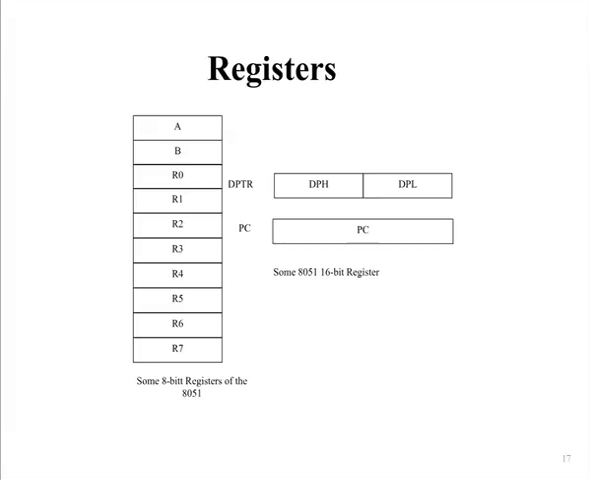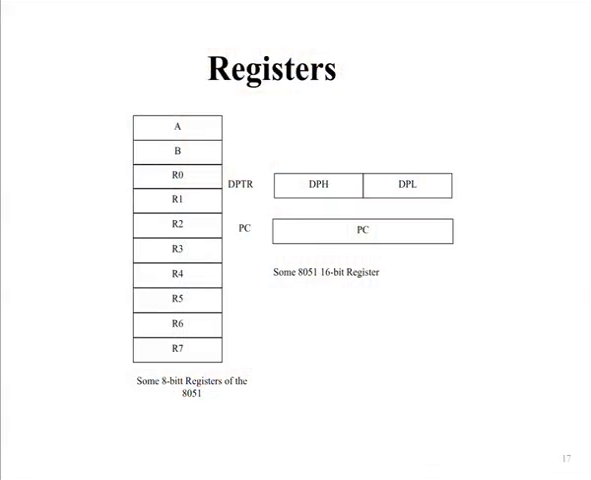There are overall 4 banks, that is bank 0, bank 1, bank 2 and bank 3. Each bank has its own 8 registers marked R0 to R7. At a time, the microcontroller can work in one bank, that is, it may be working in register bank 0, bank 1, bank 2 or bank 3. Then another register is DPTR, that is the data pointer register. It may be used as 8-bit registers, like DPH, that is data pointer high, or DPL, that is data pointer low. Then there is also the PC, that is the program counter, whose function is to point to the location from where the next byte is to be fetched.